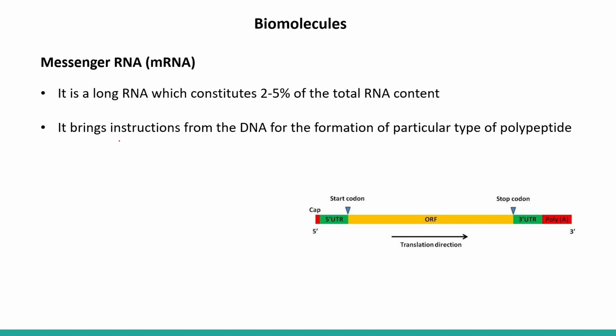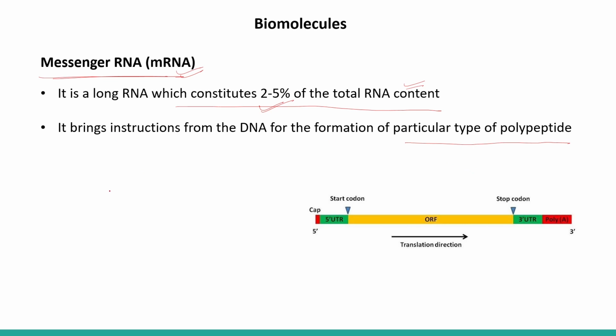Now, the third one is messenger RNA, which is also called as mRNA. It is a long RNA which constitute 2 to 5% of the total RNA. So, this is the least type of RNA present in the cytoplasm. 2 to 5% only. It brings instructions from the DNA for the formation of particular type of polypeptide.